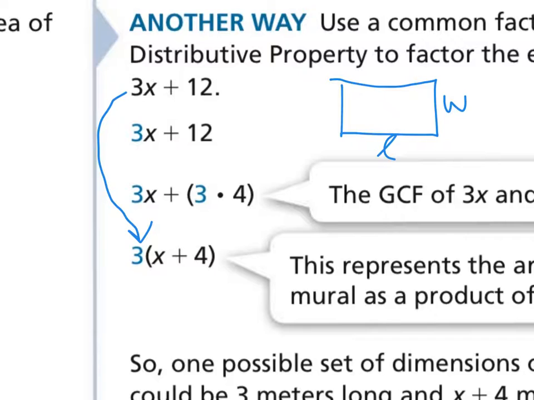If I would distribute, that would give me 3x plus 12. So 3 times what to get 3x? It'd have to be 3 times x, or 3 times 1x if you want. You can put a 1 there. And then 3 times what to get 12 would have to be 4. 3 times 4 equals 12. So that gives me something times something that equals 3x plus 12. So that tells me these could be my dimensions. My width could be 3 meters, and my length could be 1x plus 4, or x plus 4 meters.